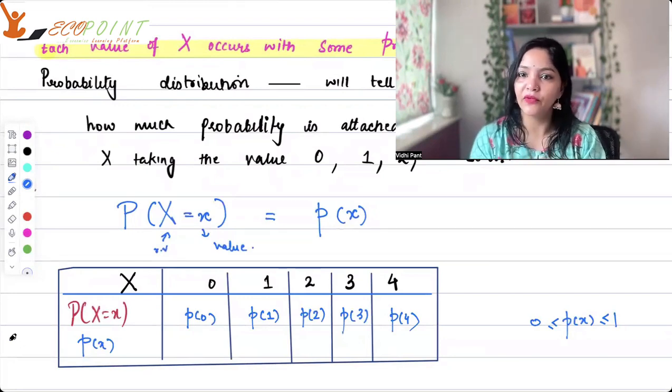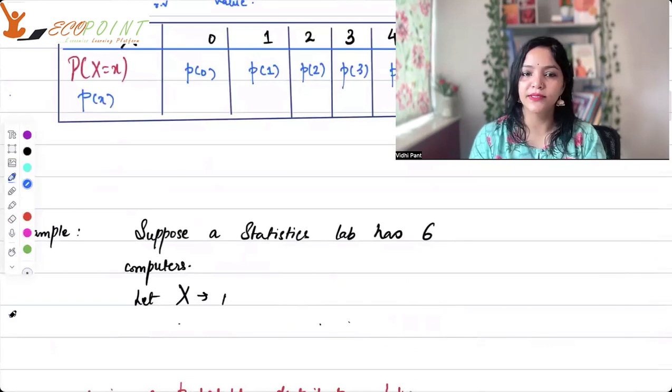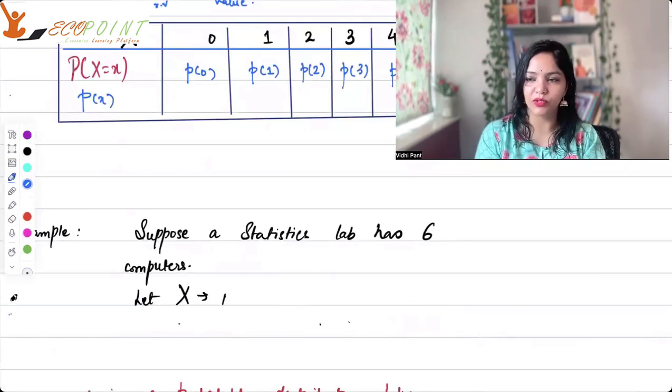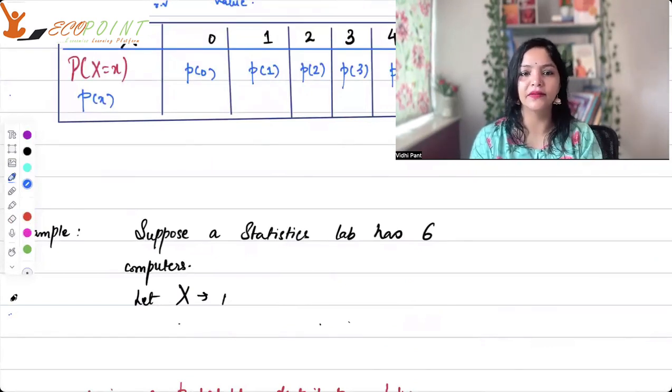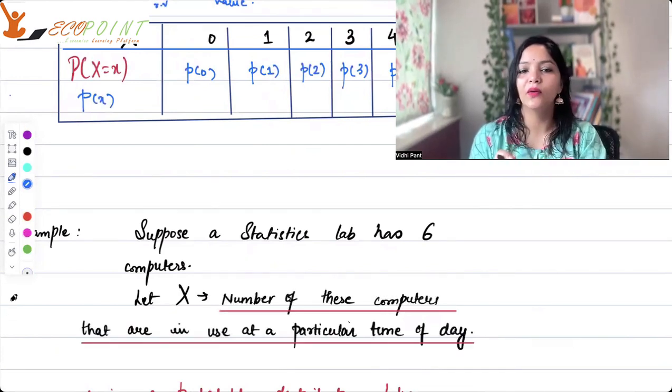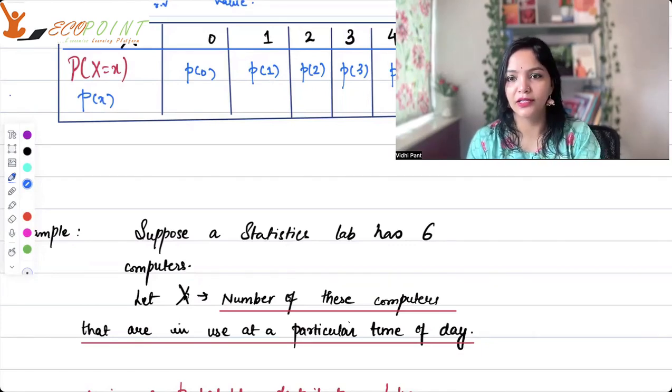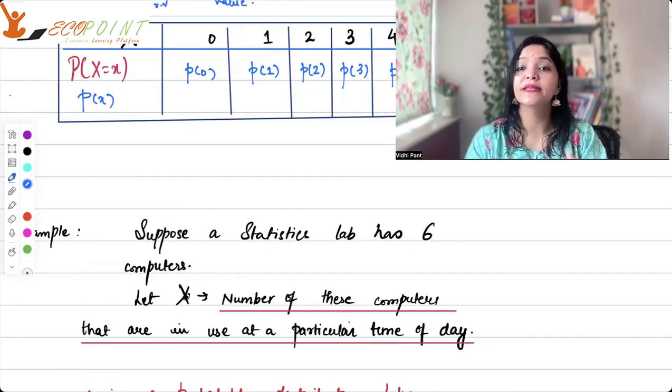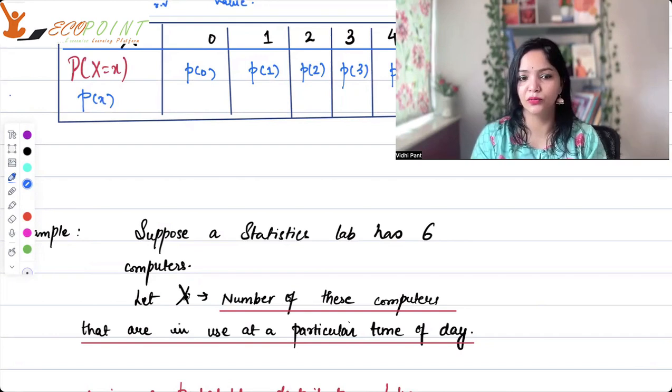Let me give you another example where let's take certain values. Suppose a statistics lab has 6 computers, okay? Let's take a random variable here. This is the number of these computers that are in use at a particular time of day. Now, the number of these computers in use could be 1, 2, 3, 4, 0 for that matter, right? So that means this is a discrete random variable. It's taking values 0, 1, 2, 3, so on and so forth. Okay, let's try to see with this example what a probability distribution could look like.